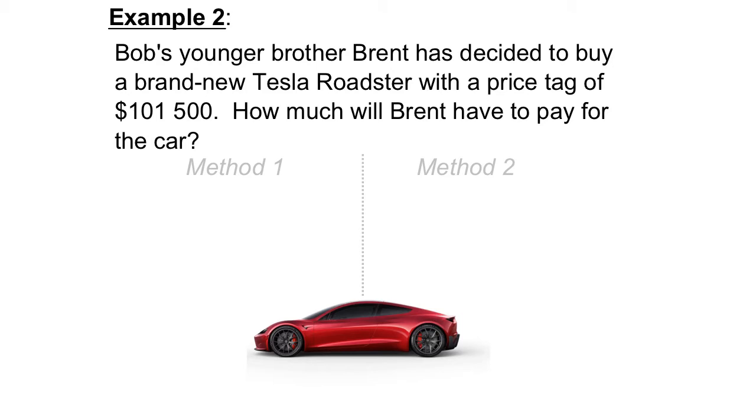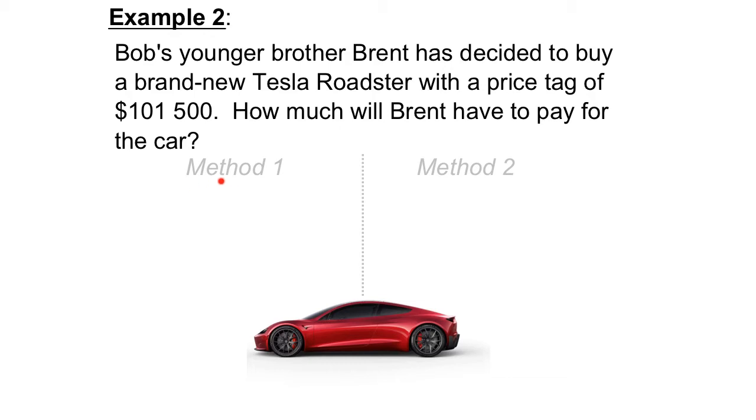Let's do another example. Bob's younger brother Brent has decided to buy a brand new Tesla Roadster with a price tag of $101,500. How much will Brent have to pay for the car? So just like the previous question, we have to consider the sales tax. This is a very expensive car. That's more than I have on my mortgage right now for my house. But anyway, you still have to pay HST on cars.